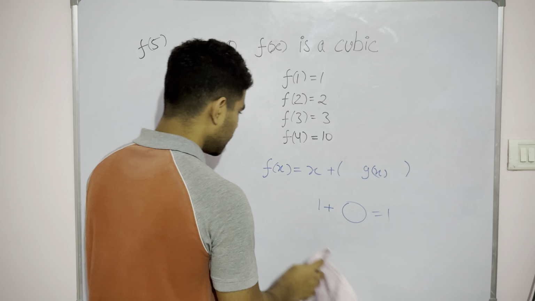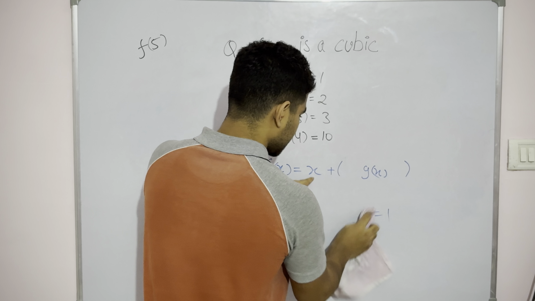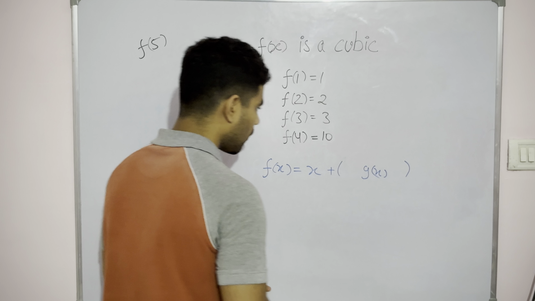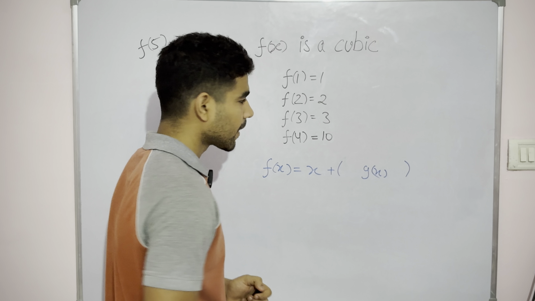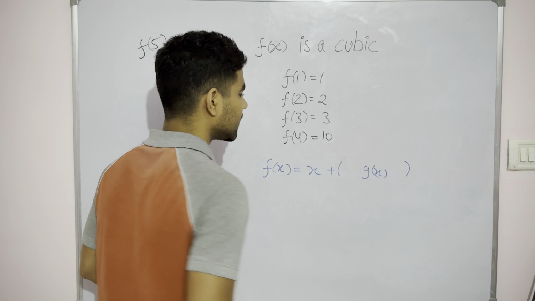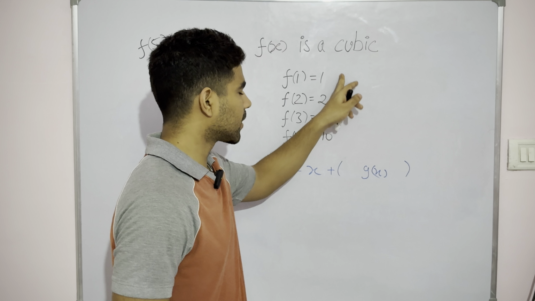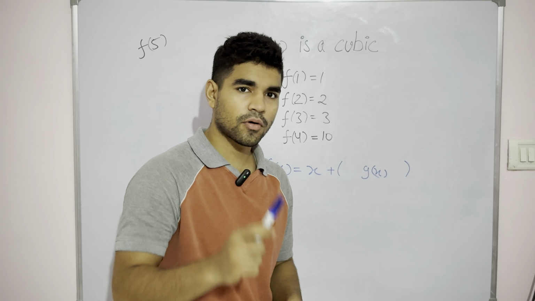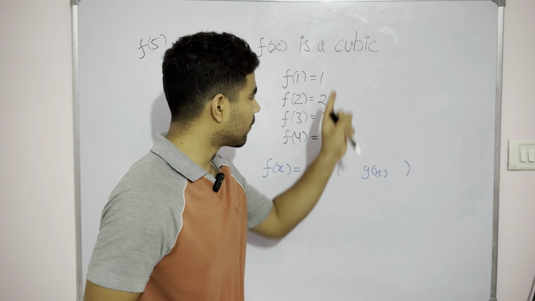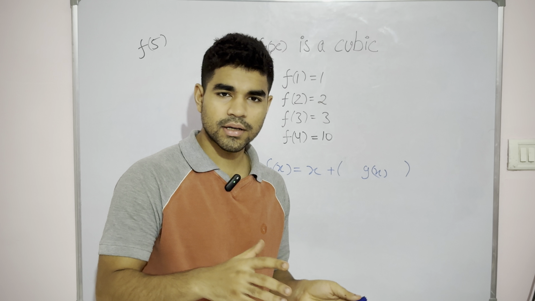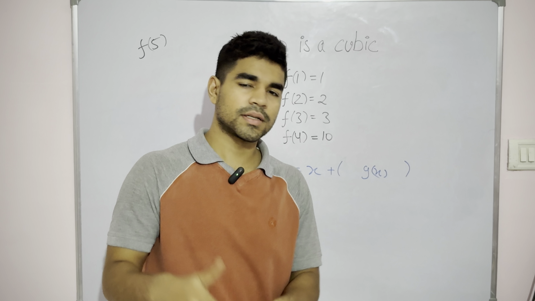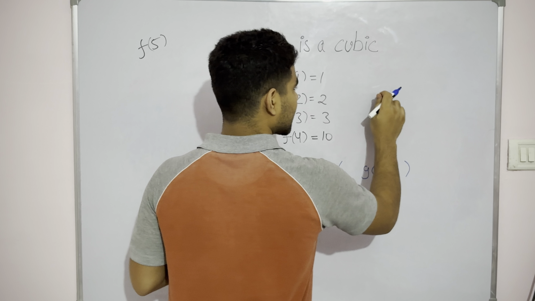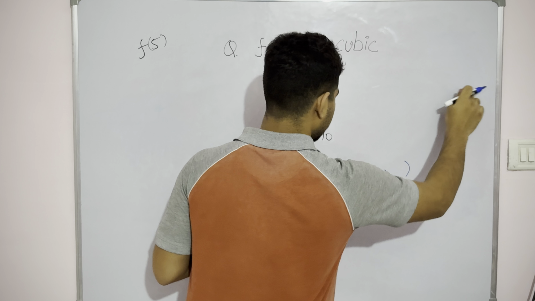Now you have f(x) equal to x plus some g(x), and you want this g(x) to become 0 on 1, 2 and 3. If you want this g(x) to become 0 on 1, 2 and 3, you know that g(x) is a cubic polynomial again with the roots 1, 2 and 3. On x equal to 1, on x equal to 2 and on x equal to 3, this g(x) is becoming 0, which means g(x) is something like (x minus 1) into (x minus 2) into (x minus 3).